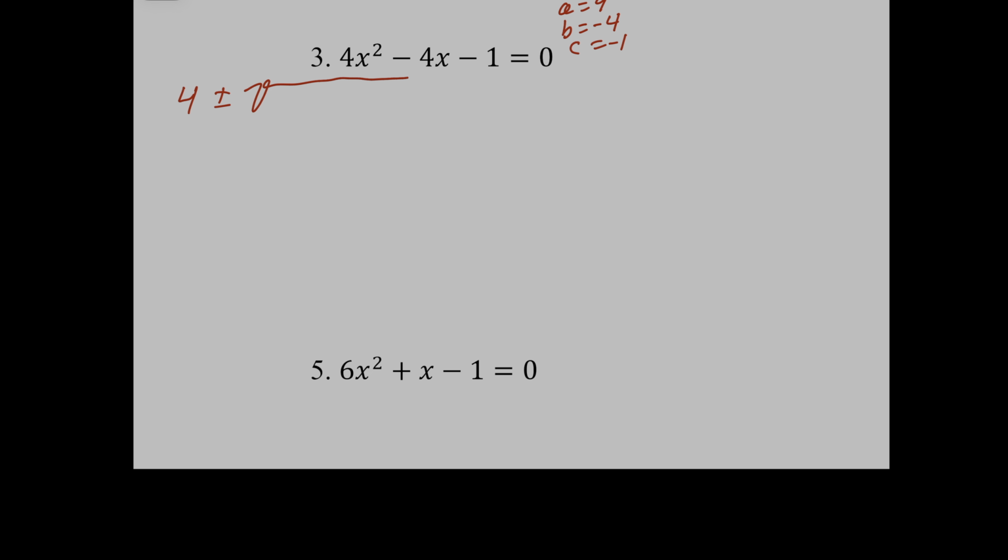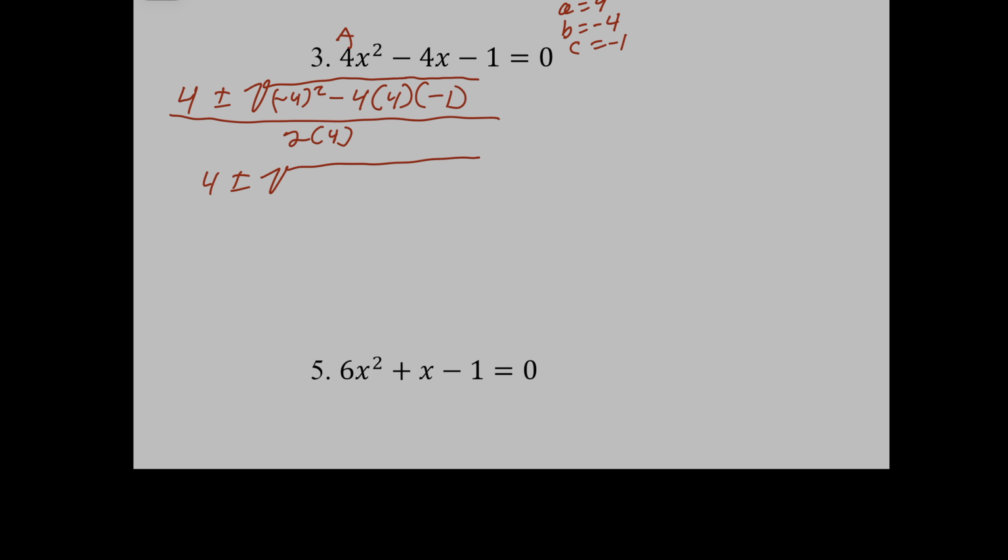Plus or minus the square root of, what's B squared? -4 squared, minus 4 times A times C. Let's keep that covered. All over 2A, which is 2 times 4, because there's my A. Okay? So now that's going to become 4 plus or minus the square root of -4 squared, which is 16. Negative times a positive times a negative is positive. And that's going to become 16, all over 8.